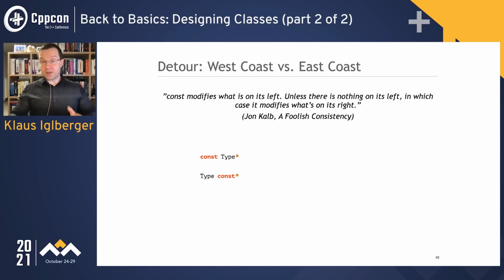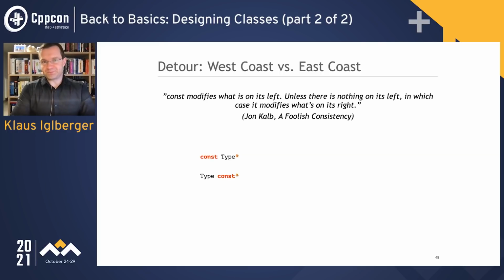So the explanation, as John Culp put it in his article, A Foolish Consistency: const modifies what's on its left. So const is a trailing keyword. Unless there's nothing on its left, in which case it modifies what's on its right. So that is the rule. This is what C++ usually does. Const refers to the left thing. This here is the exception. Const may appear on the left and refer to the right thing, but only if there's nothing on the left. It's an exception, though. Okay, so there's two forms of const.